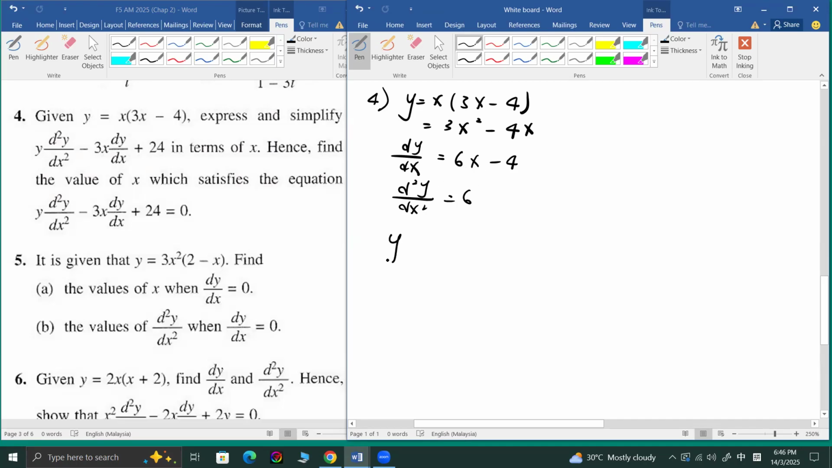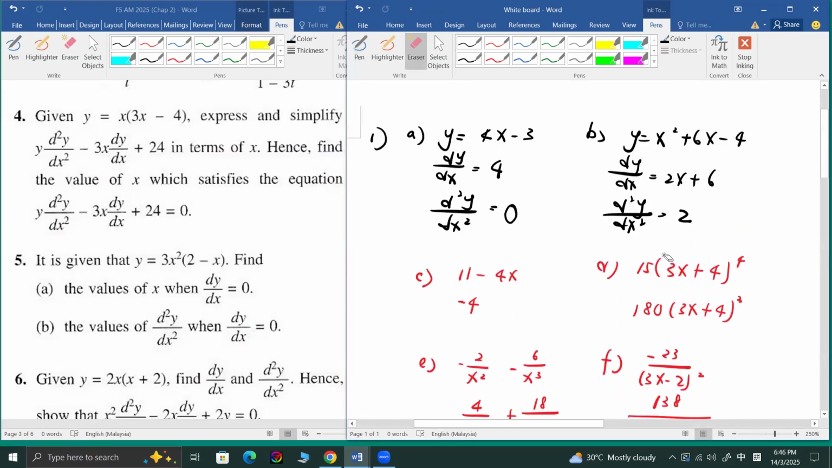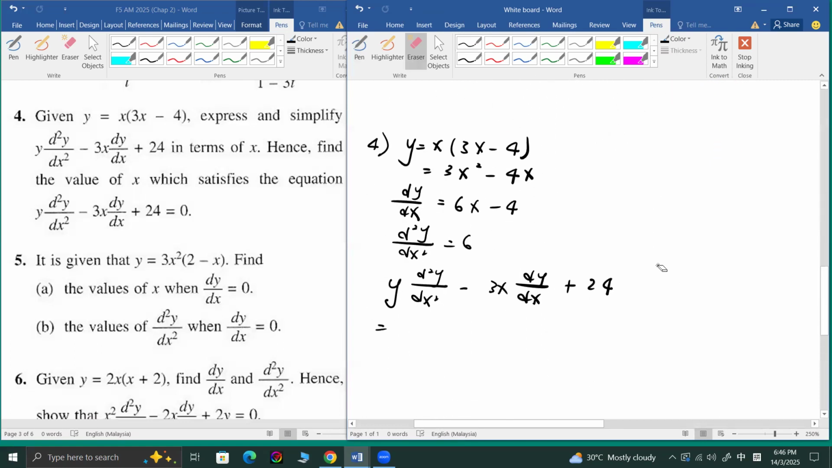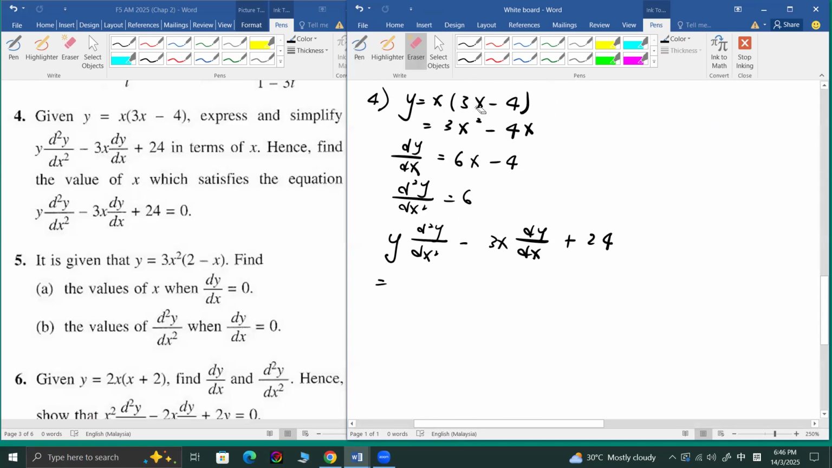Okay, so class, now you're given y. Then see this one? Copy this first. d square y dx squared minus 3x dy dx plus 24. Wait, sorry. Because you're asked to give in terms of x, right? So no more y. If y, then I copy from here. Can you see my y here? So 3x minus 4. Later only I expand. You can copy this one also, it's up to you.